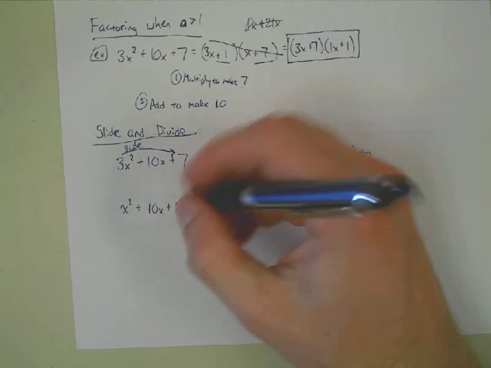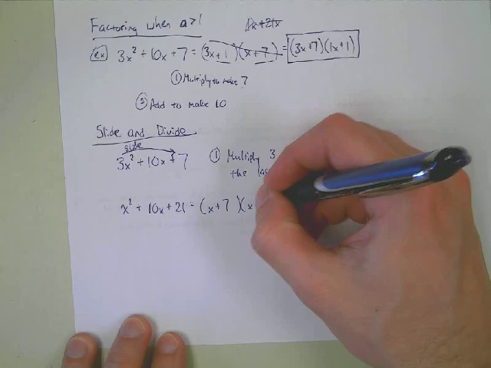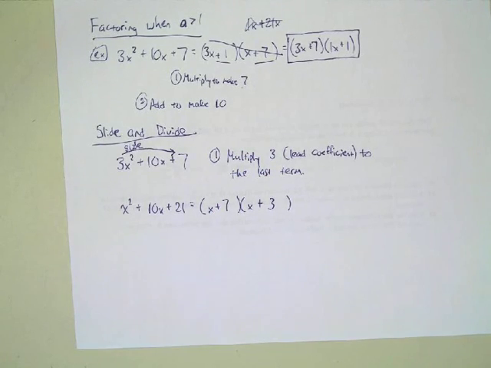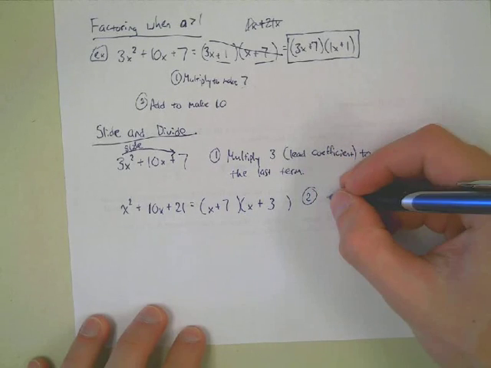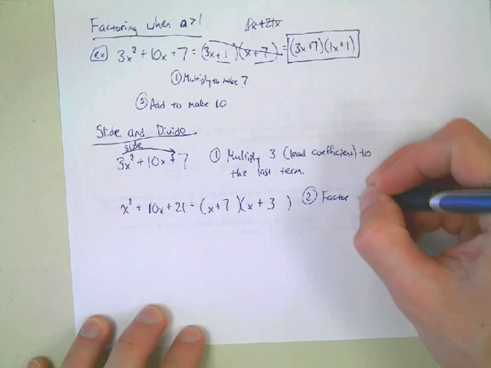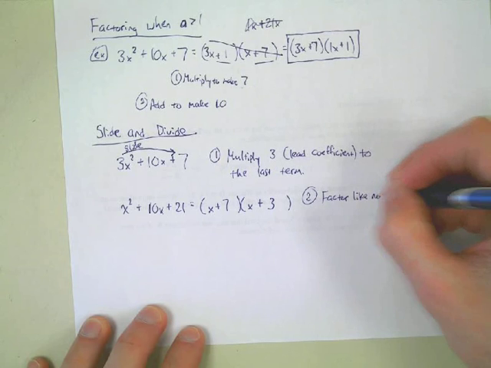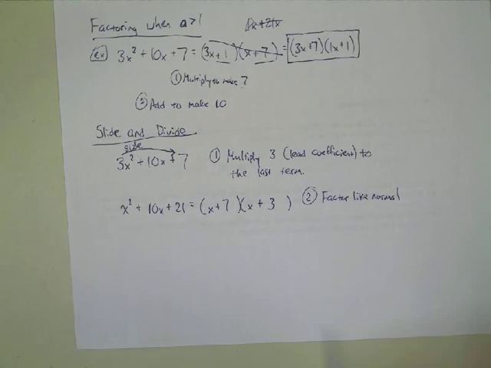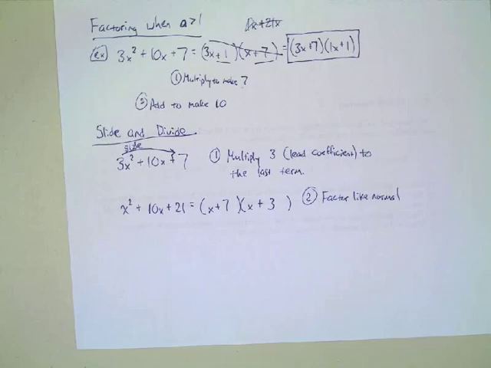7 and 3 or 3 and 7? Okay, so you factor like normal. And here's where the divide part comes in.